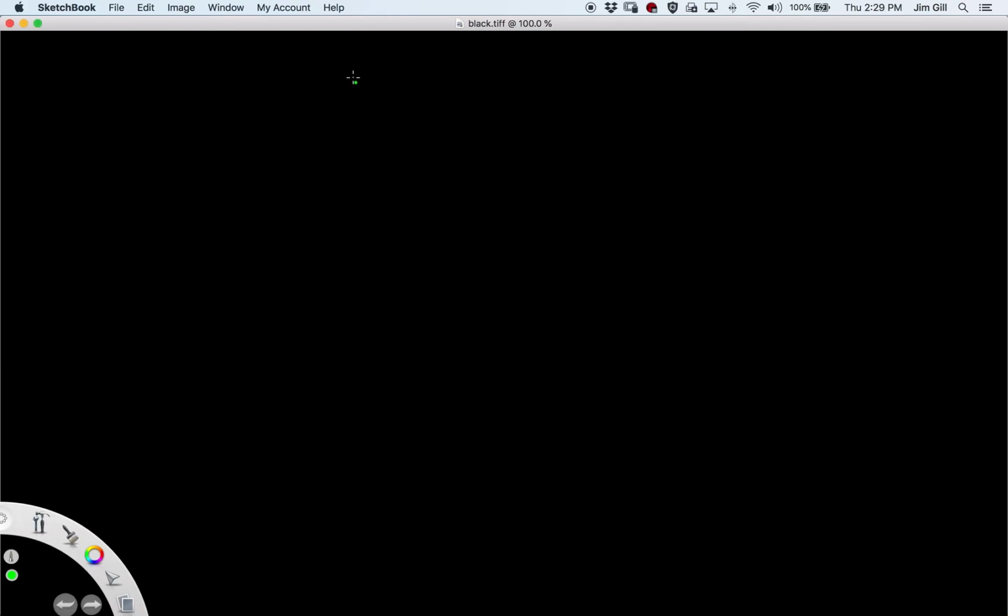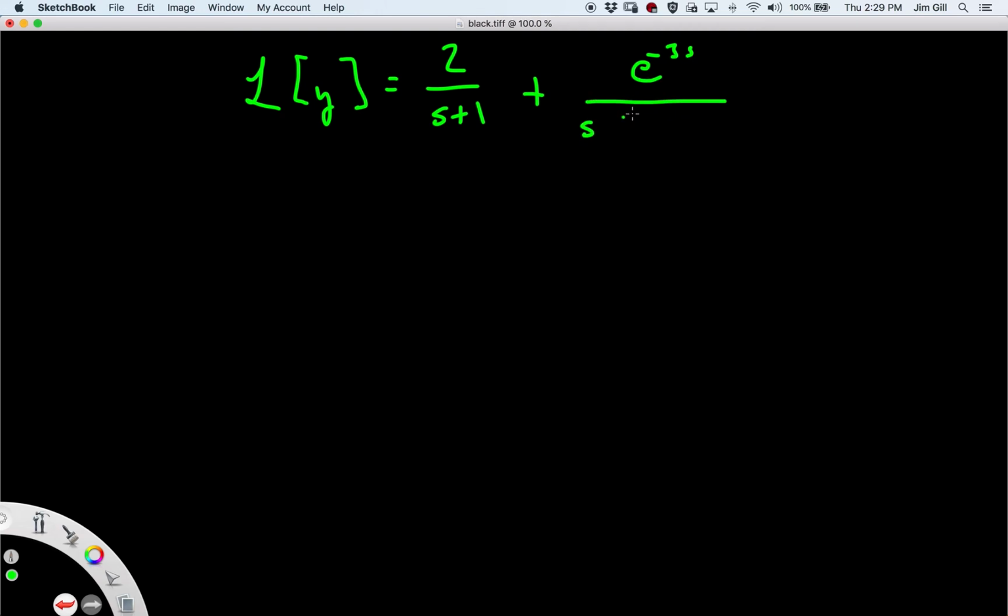Okay, we were at this point in our calculation. We had that the Laplace transform of y was equal to 2 over s plus 1 plus e to the negative 3s over s times s plus 1. Okay, so now we recognize, oh, this e to the minus 3s, this is a time shift. So I'm going to pull it out and just leave what remains.